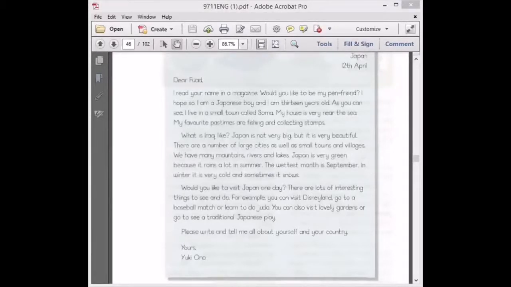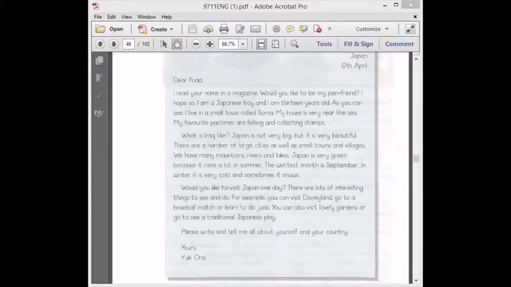What is Iraq like? Japan is not very big, but it is very beautiful. There are a number of large cities as well as small towns and villages. We have many mountains, rivers, and lakes. Japan is very green because it rains a lot in summer. The wettest month is September. In winter, it is very cold and sometimes it snows. Would you like to visit Japan one day?